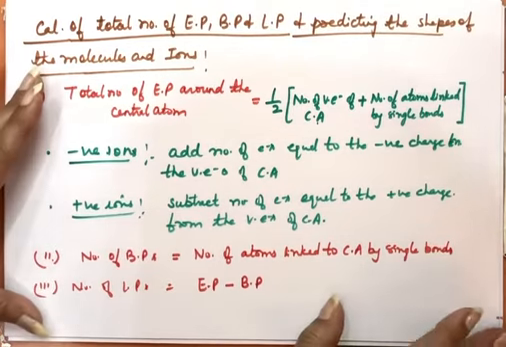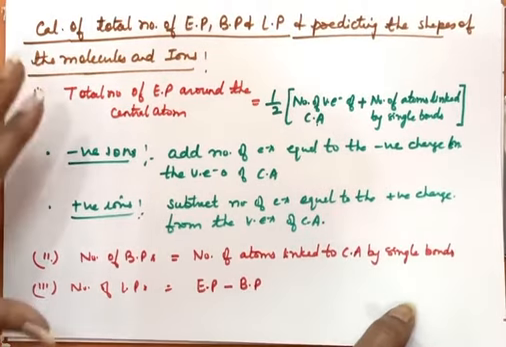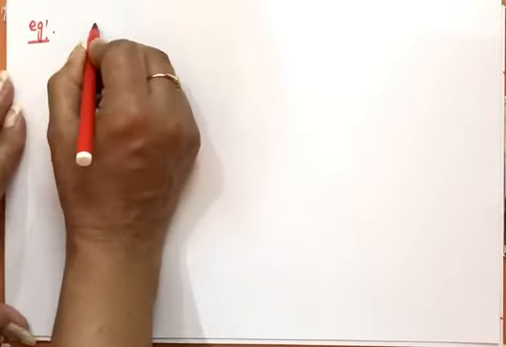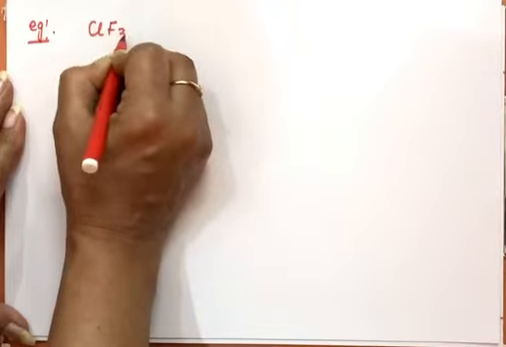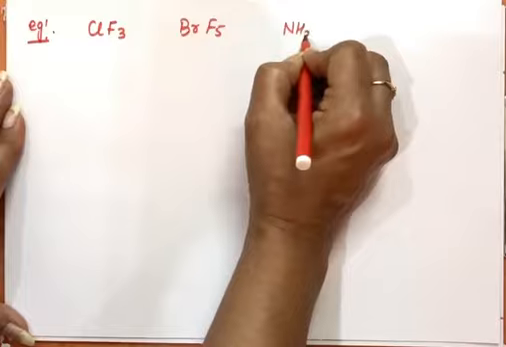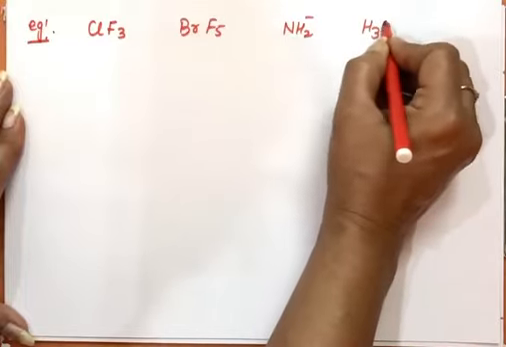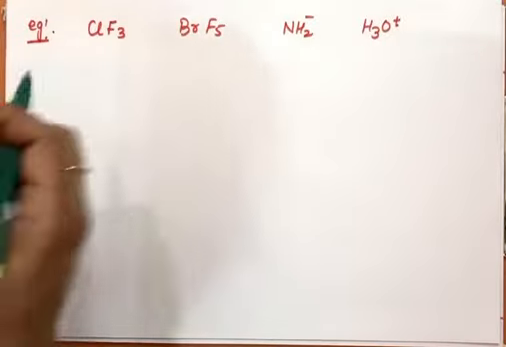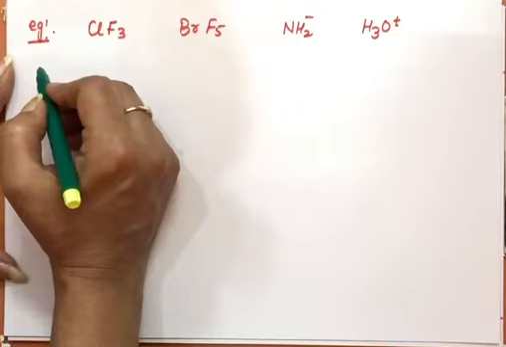Now I'm taking some examples where we can use this method for finding out the geometry of any molecule or ion. Example: what is the geometry of ClF3, BrF5, NH2 minus, H3O plus? Without drawing the Lewis structures to find out the bond pairs and lone pairs, if we have to tell, then we will take the help of this method.